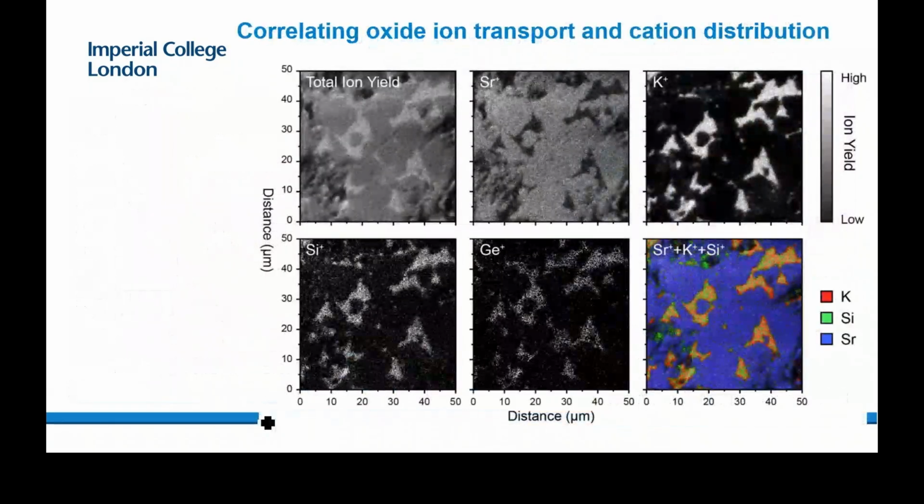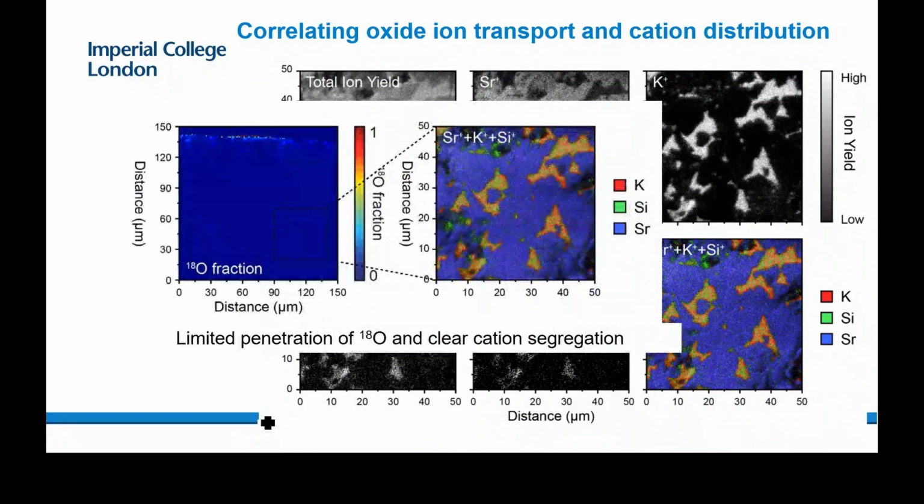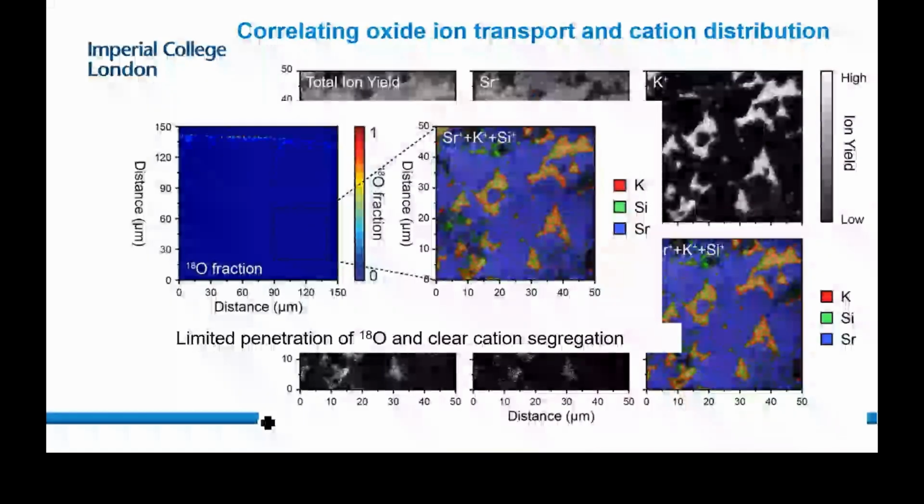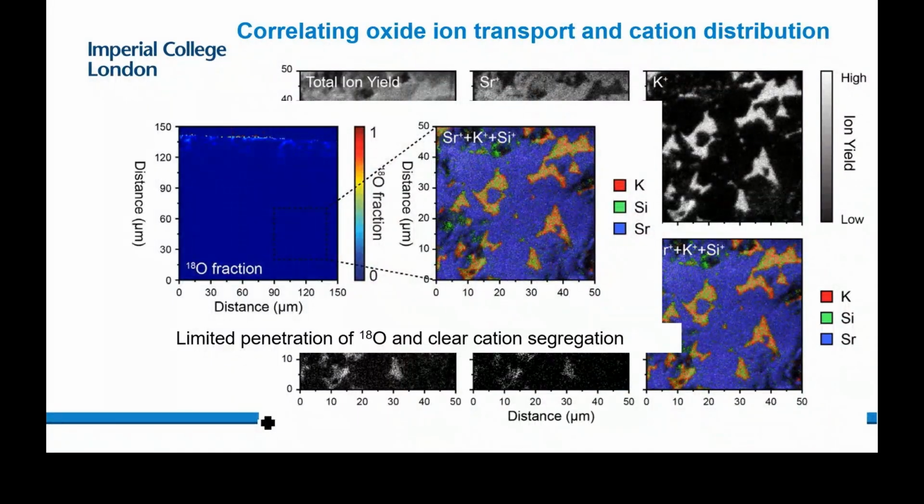So then we do some SIMS. And we look at the SIMS measurement, the total ion, the strontium, potassium, silicon, germanium, etc. And we can see, hey, it's not a single phase. So that raises a few alarm bells as well, right? And then you start to look at the oxygen map, and the oxygen map shows very little transport, and we can see this mixed phase. So what it's clear is that you've got cation segregation, you've got limited penetration, the diffusivity is low.